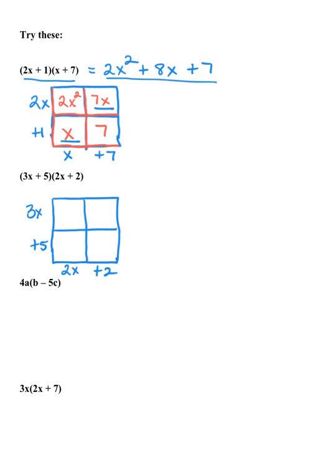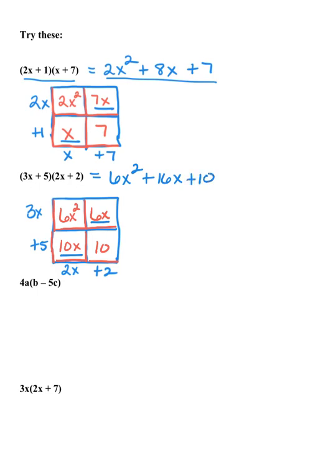Finding the area of each individual square, I've got 3x times 2x, which is an area of 6x squared. 3x times 2, which is an area of 6x, 5 times 2x, which is an area of 10x, and 5 times 2, which is an area of 10. My area as a sum is 6x squared plus 16x, and again that comes from this block and this block being like terms, so I'm adding them together, plus 10.